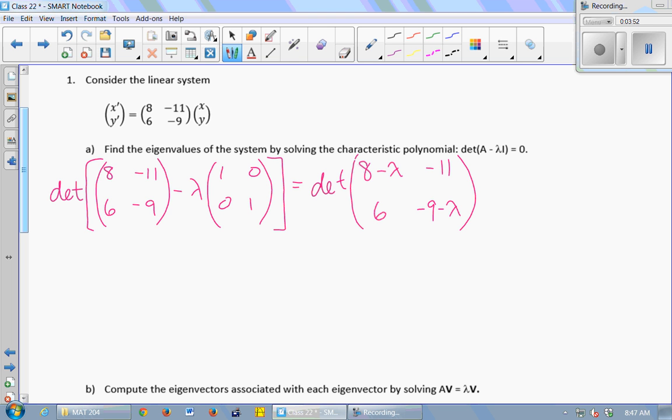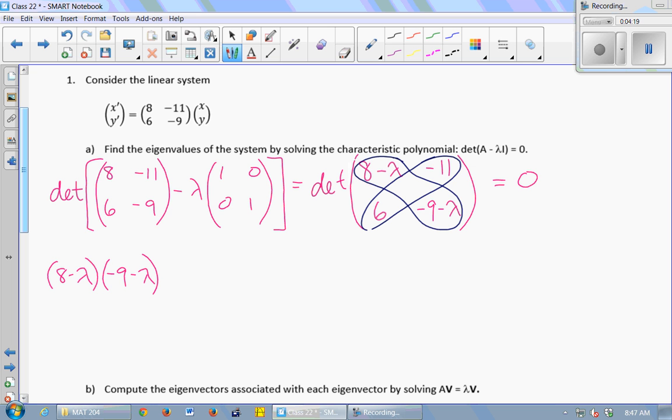All right, so now I want to take the determinant of this, set it equal to 0 and solve for lambda. And how do you take the determinant of a 2 by 2 matrix? Close. AD minus BC. So it's these two multiplied together minus those two multiplied together. So it's 8 minus lambda times negative 9 minus lambda minus negative 11 times 6, which is negative 66. So that becomes plus 66 because it's minus a negative. All right, how do you solve this equation?